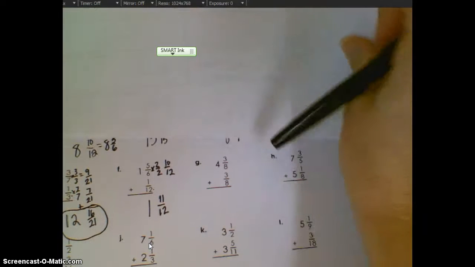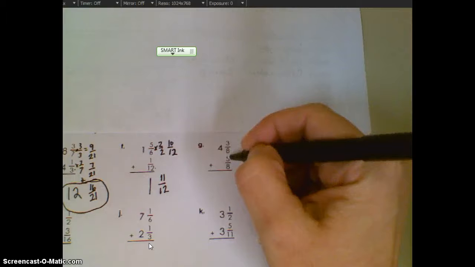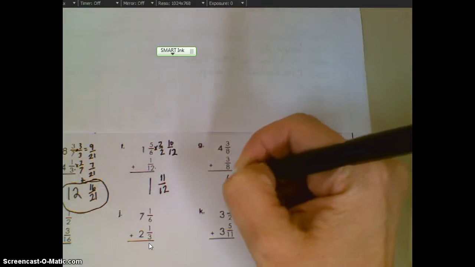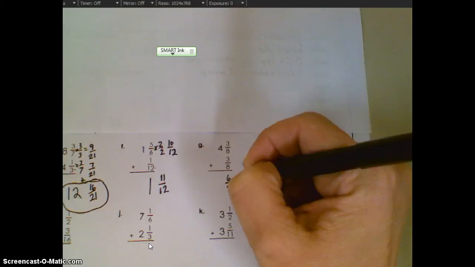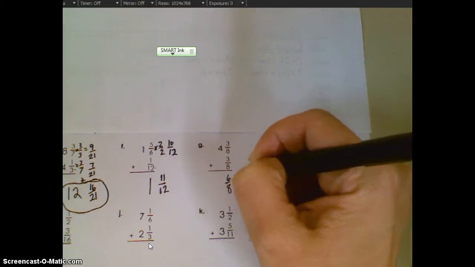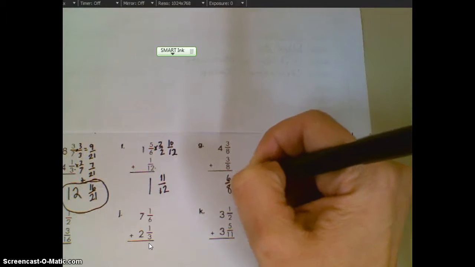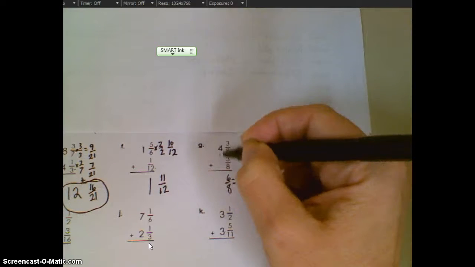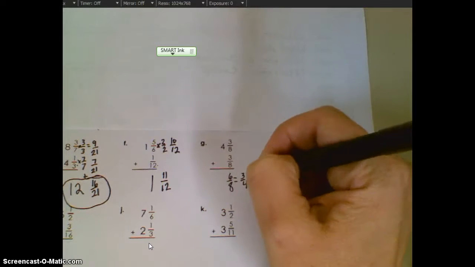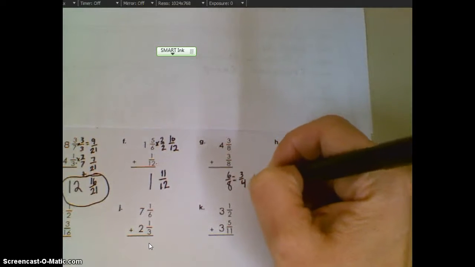Just so that we can kind of keep in order here. Oh, we've already got our common denominator. All we have to do is add our numerators. 3 plus 3 is 6. We get 6 eighths. Let's reduce it. 6 eighths is the same as, let's divide them both by 2. 3 fourths. Add our whole number. 4 plus nothing is 4, so we get an answer of 4 and 3/4 for that one.